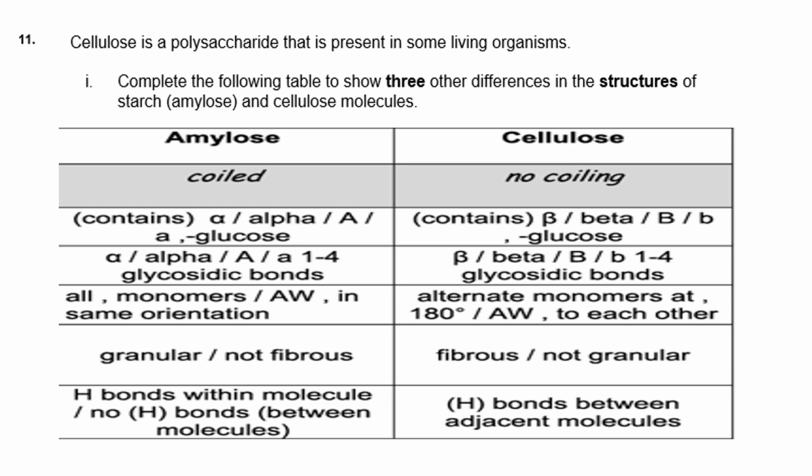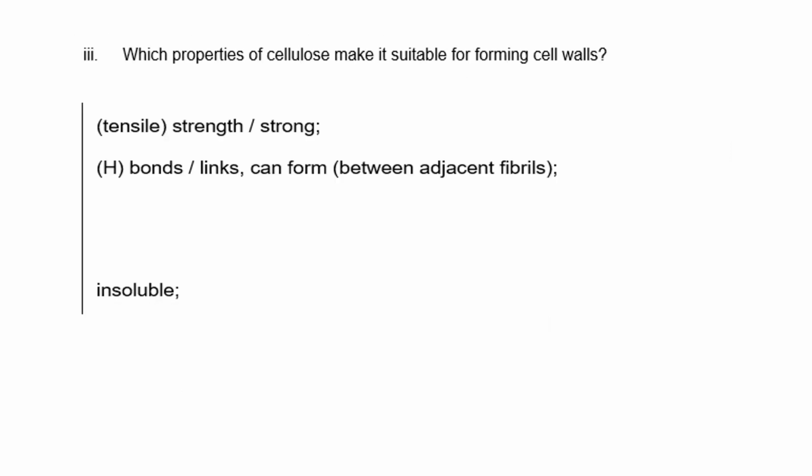There was a supplementary question, which is what properties of cellulose make it suitable for forming cell walls? Well, it has to be strong, so using the word strong would have got you 1 mark. And secondly, it is insoluble in water, which gives you the 2nd mark.